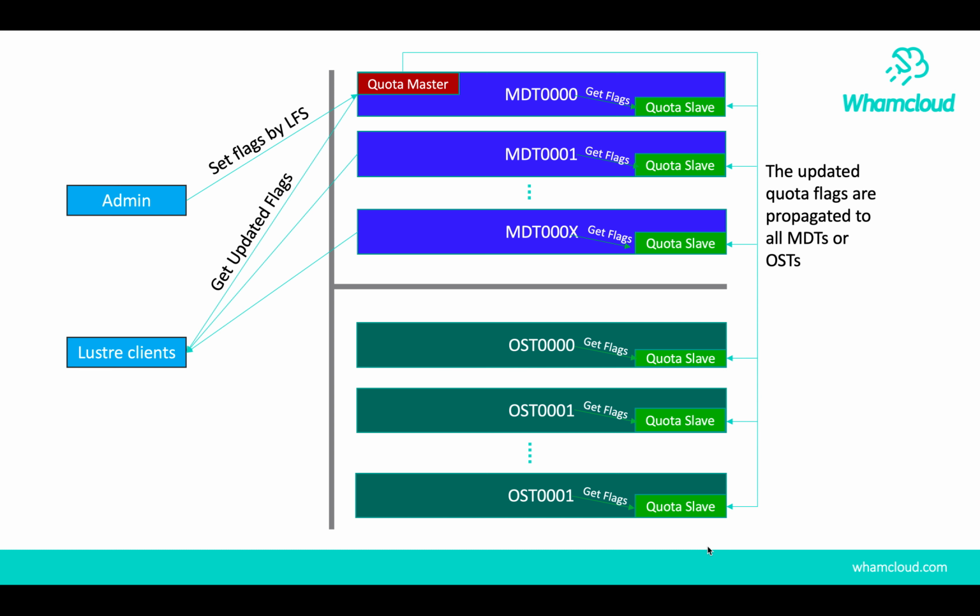Then the quota master will send the updated flag to all quota slaves at MDTs and OSTs by broadcast. Then the updated flags will be used by all MDTs and OSTs to update the files' or directories' attributes. Finally, the updated file or directory attributes are sent back to the client to use.